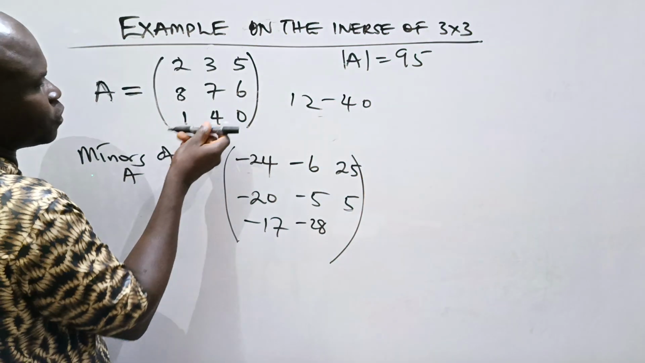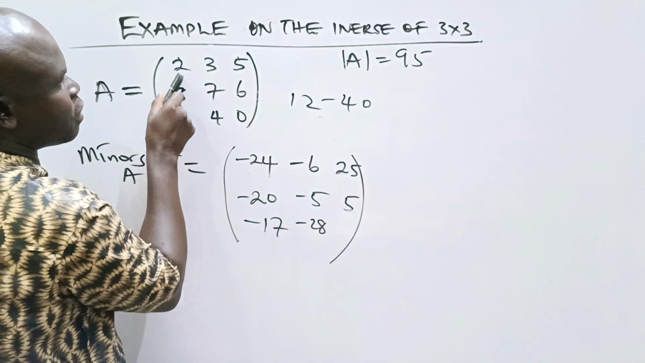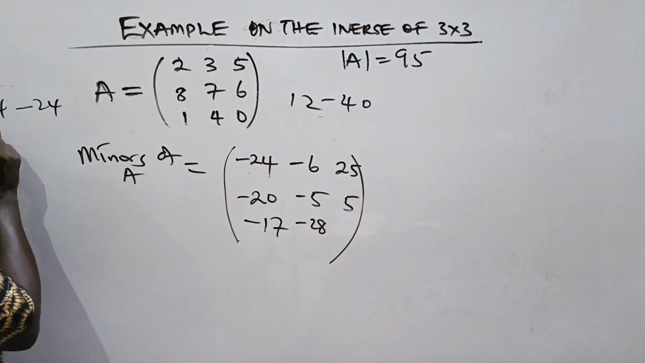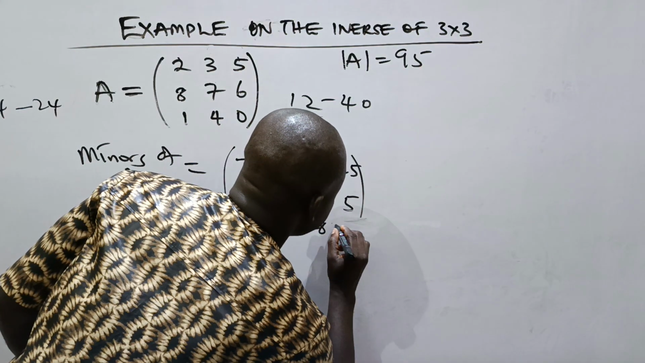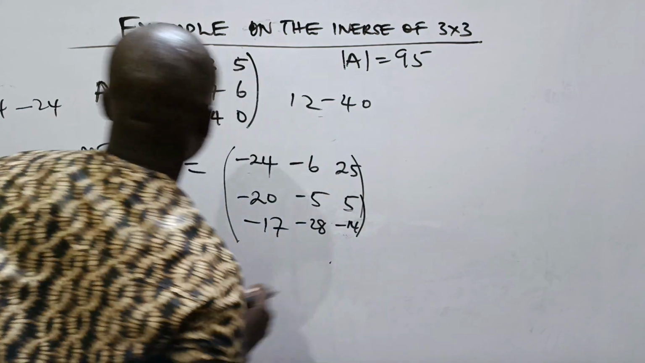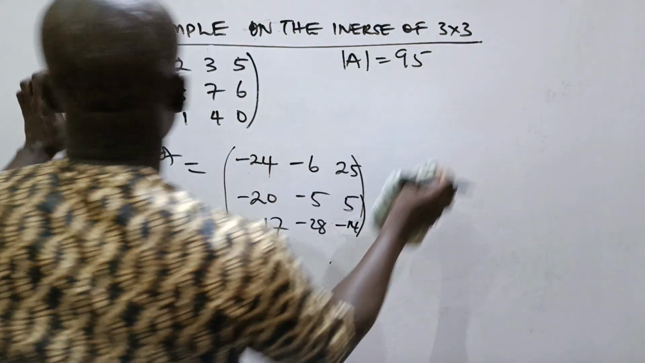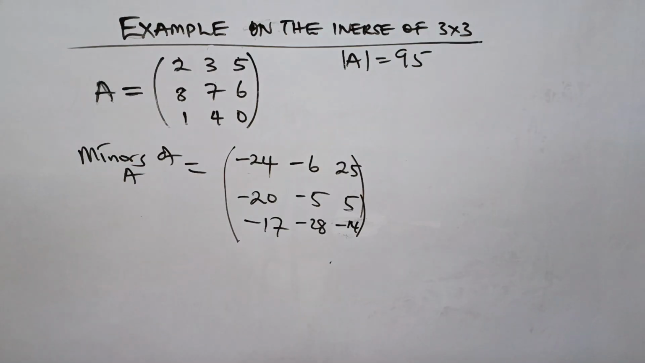Then I will go to the last one, where I have the third row, third column. I will have 2 times 7, 14, minus 8 times 3, 24. This minus this will give me minus 14. Here will be minus 14. Okay. So I've gotten the minor of all the entries in A. So the minors are what I have on the board. Once I find the minors, I'll go ahead and find the cofactor.